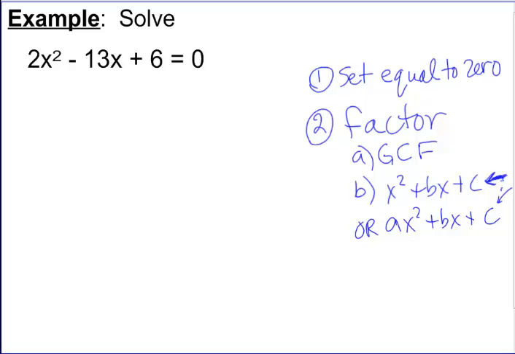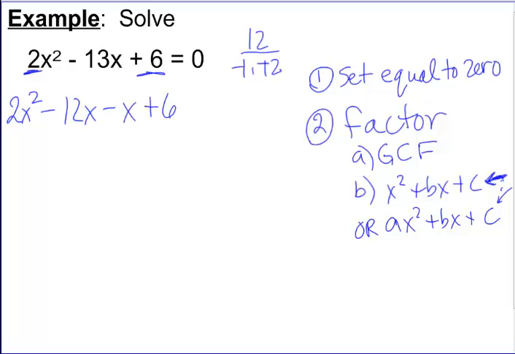So this has the ax squared format. So we have to use the AC method. So the 2 times the 6 is 12. And then 1 times 12, that equals 13, but it's negative 13, so I need to make them both negatives. 2x squared minus 12x minus x plus 6 equals 0.